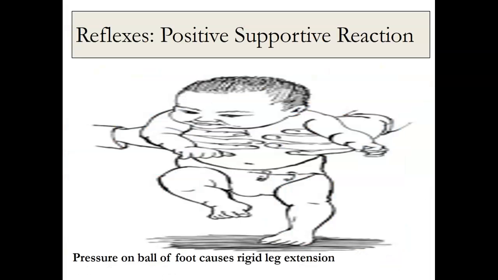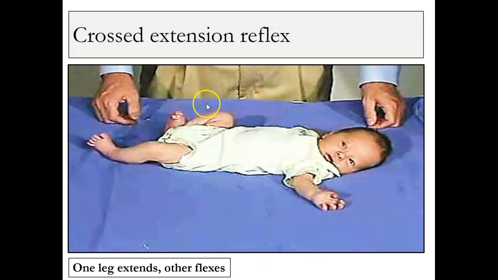Other reflexes, some of the ones you need to kind of get down for babies. Positive supportive reflex: pressure on the ball of the foot causes rigid leg extension. You see that leg extension there when they're walking. Crossed extension reflex: one leg extends, the other flexes. Again, it's just happening automatically. Extending, flexing. It's almost like part of walking, but it's not functional walking, it's just this reflexive kind of thing. And you see this one too with stroke patients. They will just automatically do this without even realizing that they're doing it.